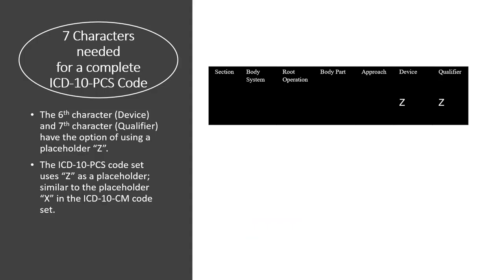That sixth character device and seventh character qualifier have the option of using the placeholder Z. You may remember when you were studying diagnosis coding, whenever you had to have 7 characters and you didn't have a value in one of the character positions, then you had to use the X. Well, in PCS, that placeholder is a Z.